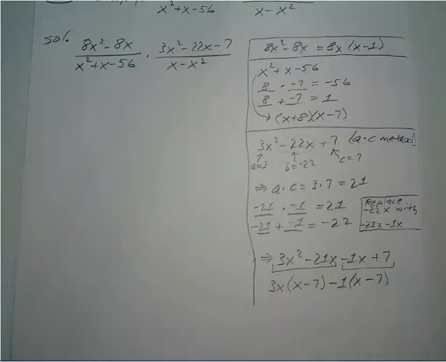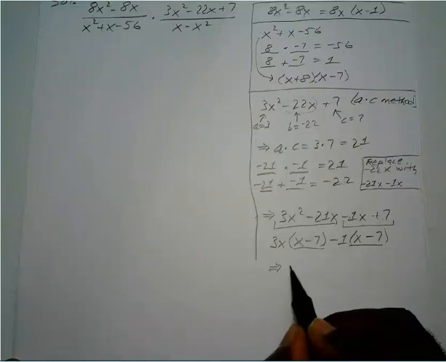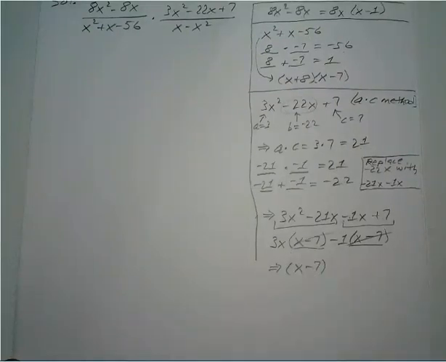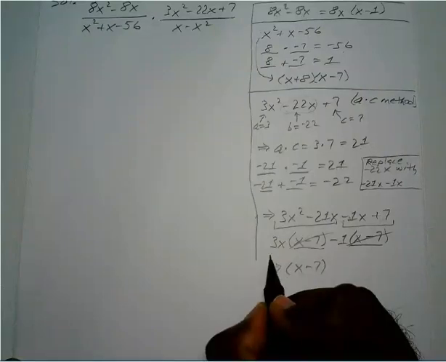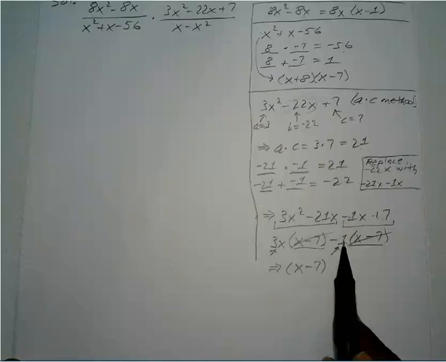Okay, which means now you have your common binomial. So we can go ahead and factor that common binomial out. So we factor out the x minus 7, and you can go ahead and cross those out if you like, and whatever is left goes into the other binomial, so that will be 3x minus 1.